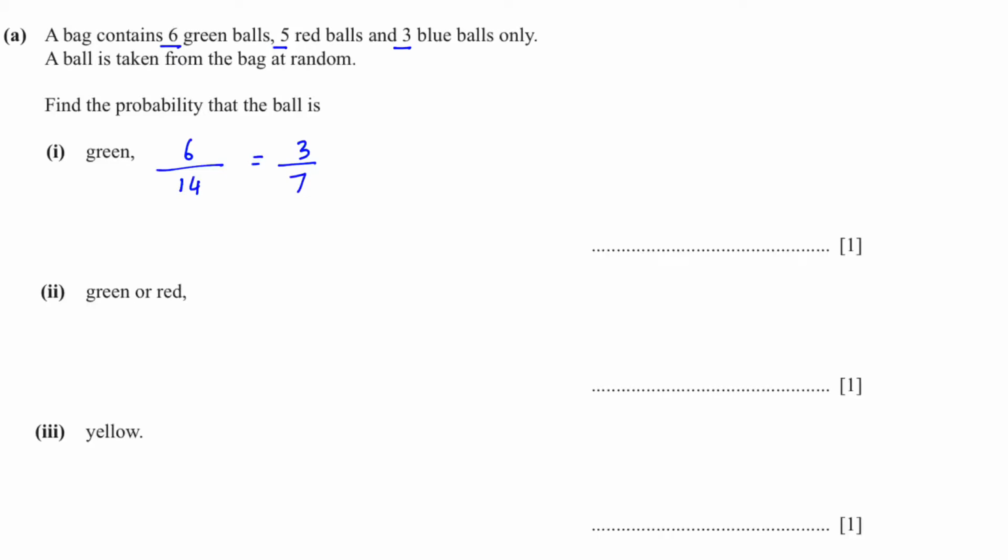Green or red. So we will add the green and the red, which is 6 plus 5, over 14. That will give us 11 over 14. And the third one is yellow. You can see there are no yellow balls. Therefore, the probability is 0.